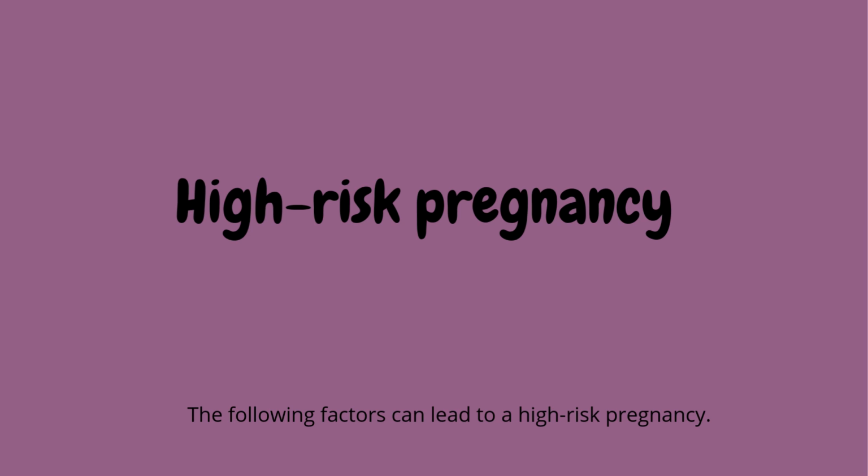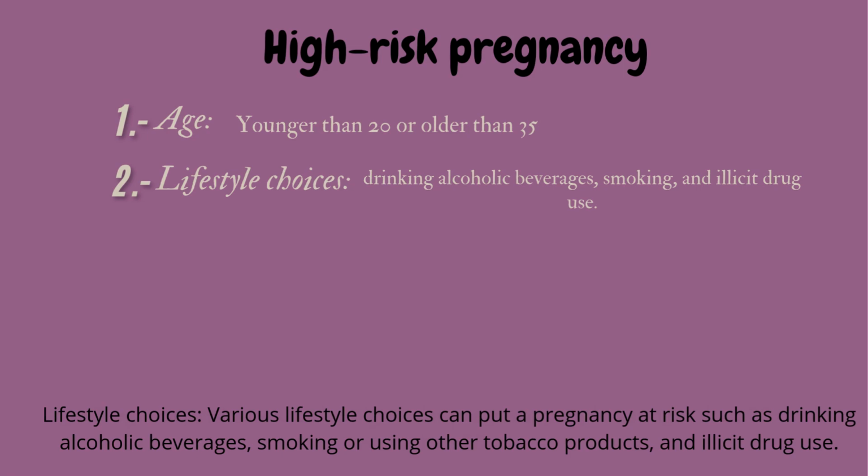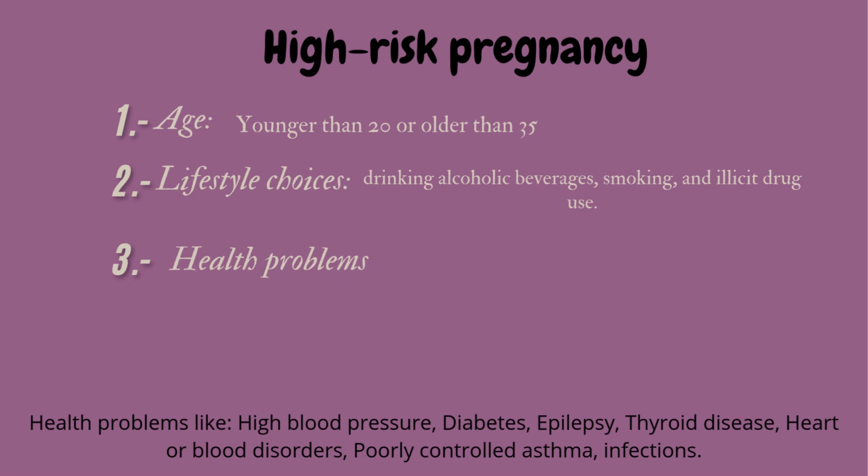The following factors can lead to a high-risk pregnancy. Age. Pregnancy risks tend to be higher for pregnant people younger than 20 or older than 35. Lifestyle choices. Various lifestyle choices can put a pregnancy at risk, such as drinking alcoholic beverages, smoking or using other tobacco products, and illicit drug use. Health problems like high blood pressure, diabetes, epilepsy, thyroid disease, heart or blood disorders, poorly controlled asthma, and infections.